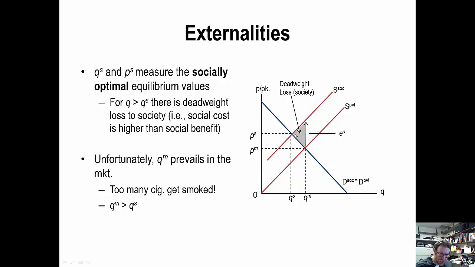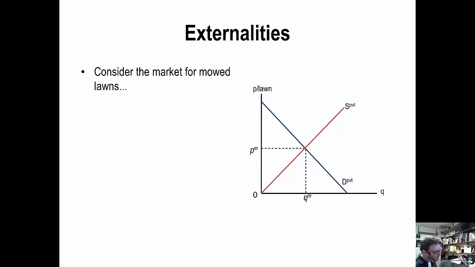So this gray shaded triangle measures the deadweight loss for each of those cigarettes bought and sold beyond the socially optimal quantity. Okay, so we've got what we call a market failure. Let's take this from the perspective of an external benefit. Example: someone's decision to mow her lawn.